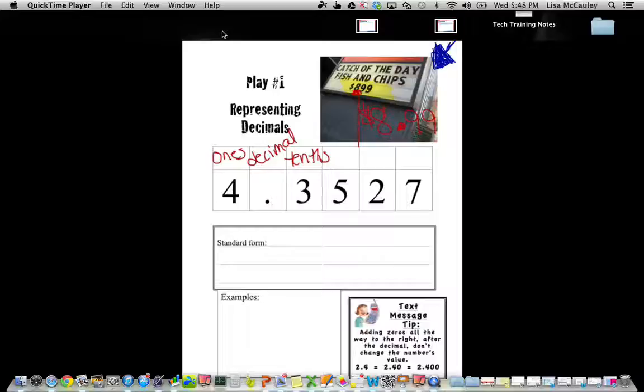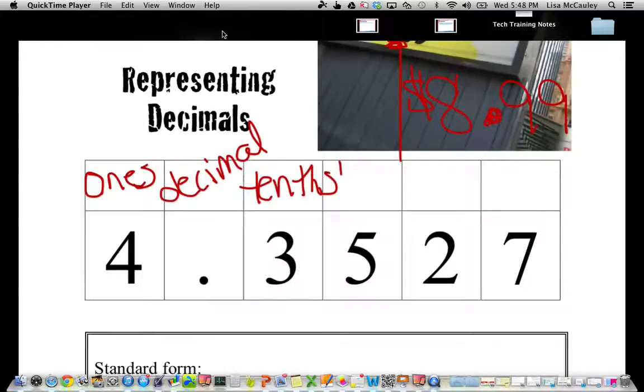Now I'm going to have to kind of zoom out a little bit so that I can write this in. Hundredths. Now notice that all the place values after the decimal point, or to the right of the decimal, have the TH on them. Okay. The 2 is in the thousandths place. And then finally the 7 is in the 10,000ths place.